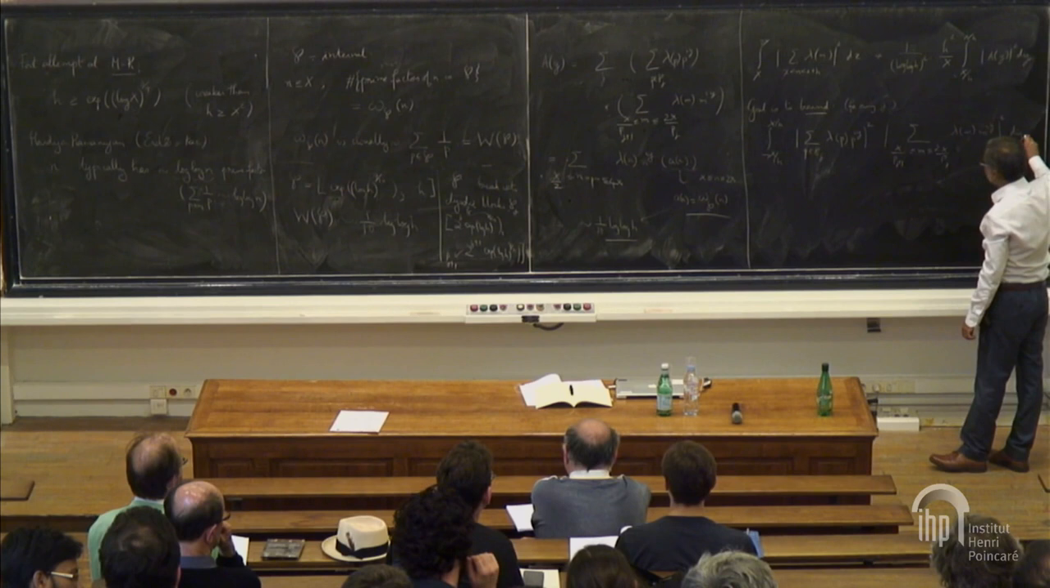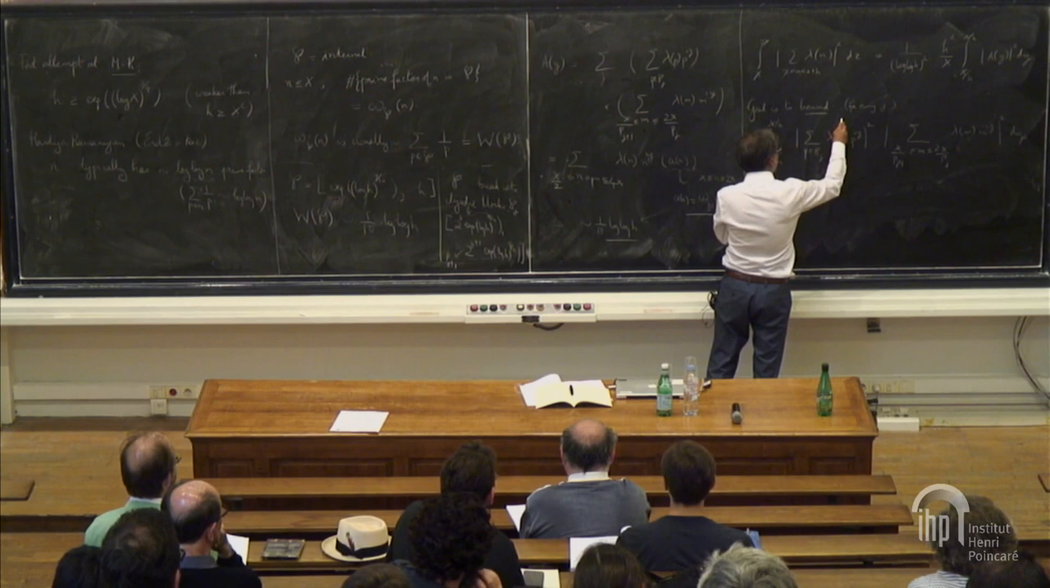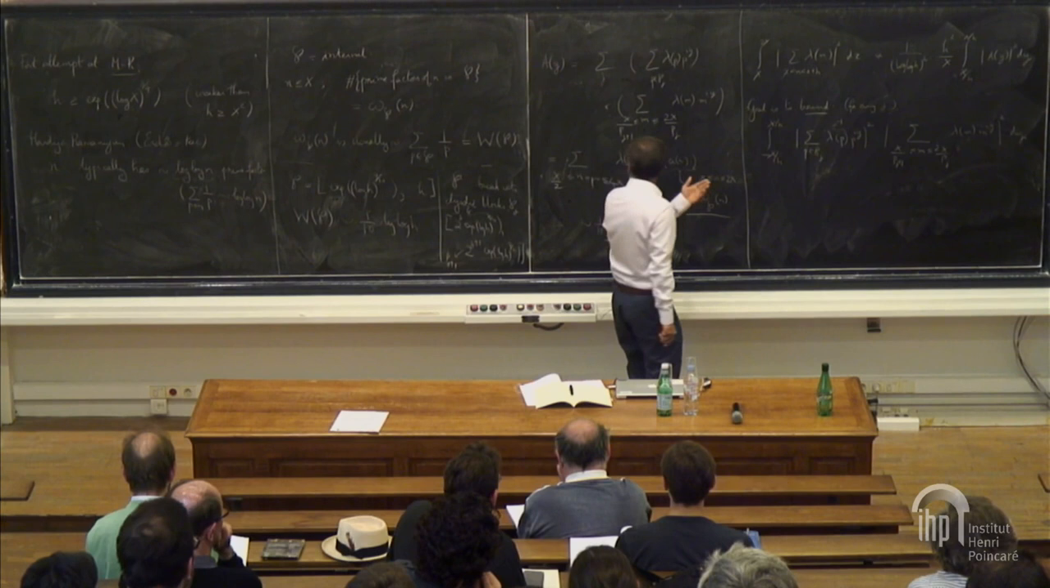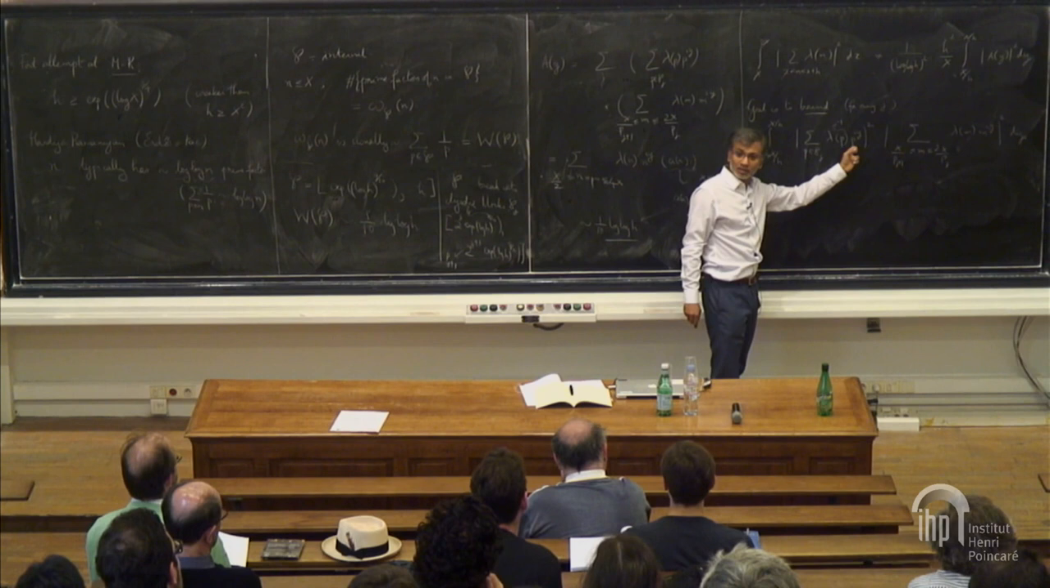So, well, this lambda p is just minus 1, so I can forget about that if I like. And so at least in this situation, what we've reduced the problem to is understanding a well-studied object, p to the iy, a Dirichlet series on the primes, for y in a certain range, and the primes p in a certain range.